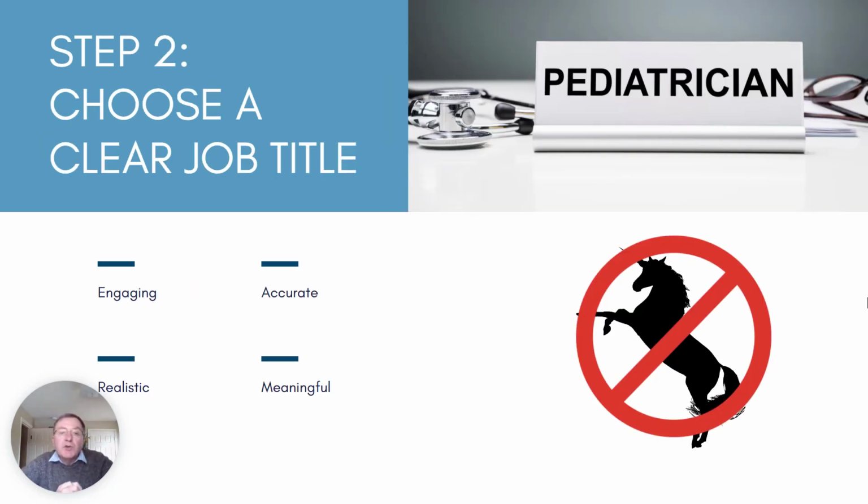Step 2. Choose a clear job title. Your job title needs to be engaging and the correct title for the role. It should be, 1. Accurate. Job titles are the shortest description of positions within your company. Try to make them as true to the role as possible. For example, if the role includes managing a team, use the term manager in the title. Similarly, titles like chief or executive imply strategic duties.